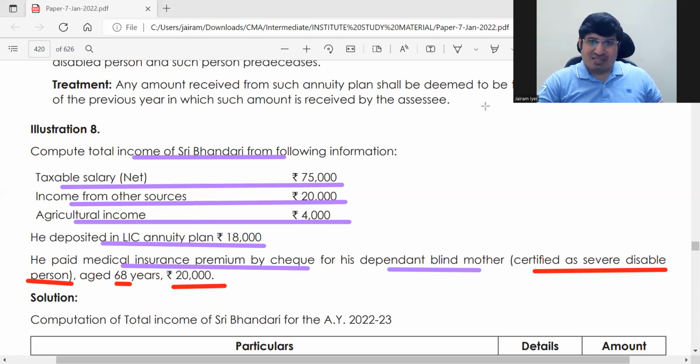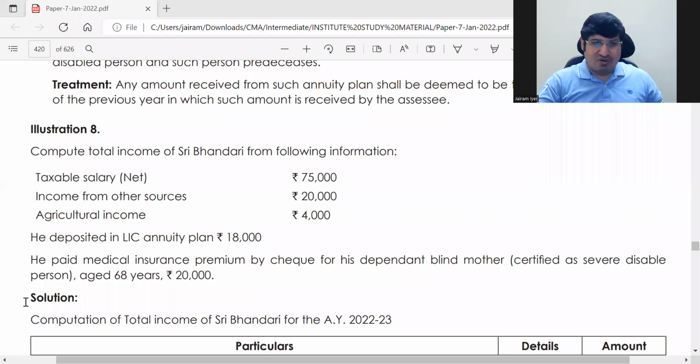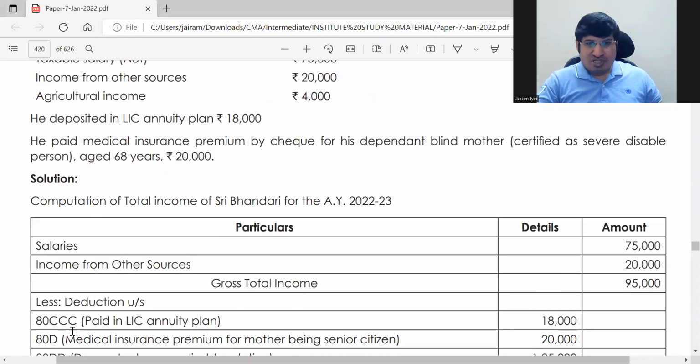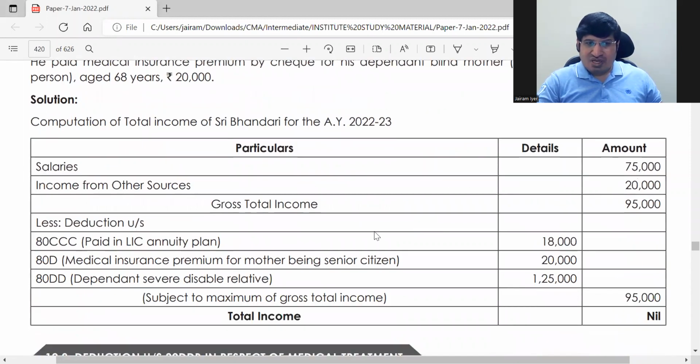यहाँ पे सीधा सीधा, these are all final amounts given to you. Just put salaries and income from other sources, you will get GTI, gross total income. Then 80CCC, it is LIC annuity plan. Only an LIC policy, a life insurance policy, is 80C. But an LIC annuity plan, where you will get a yearly annuity, is 80CCC. This 18,000 he'll get.